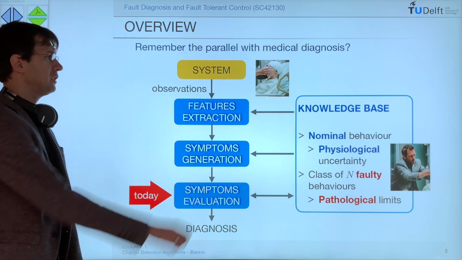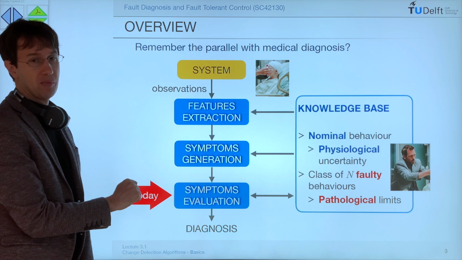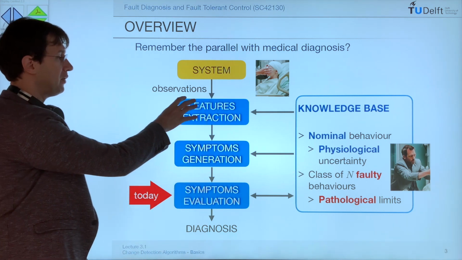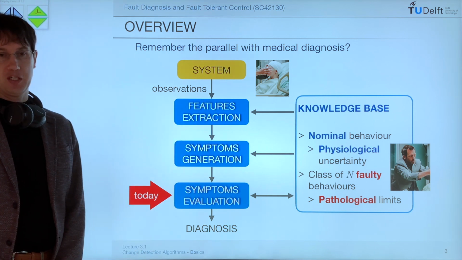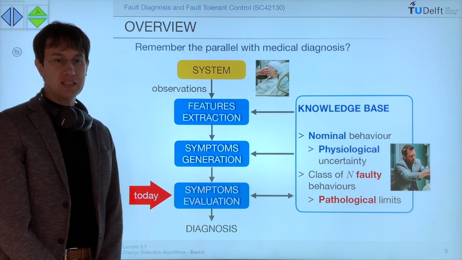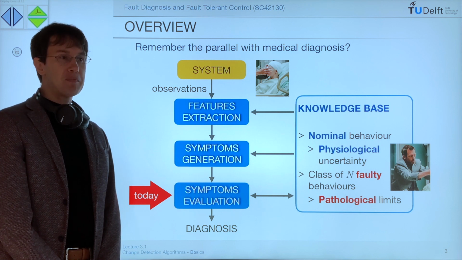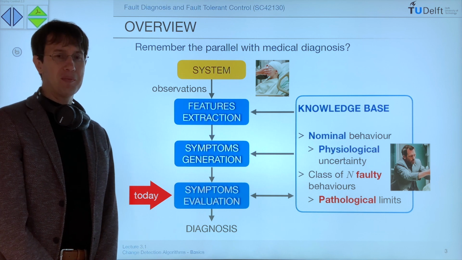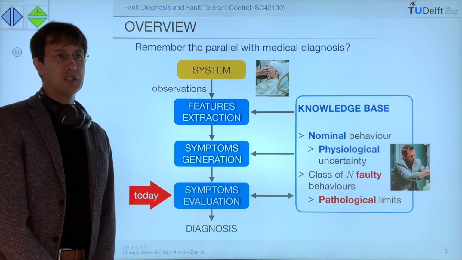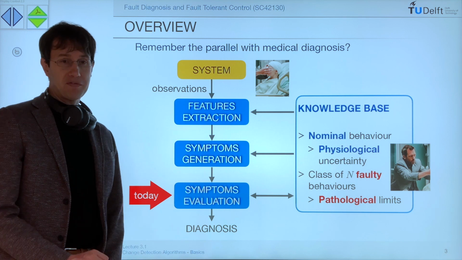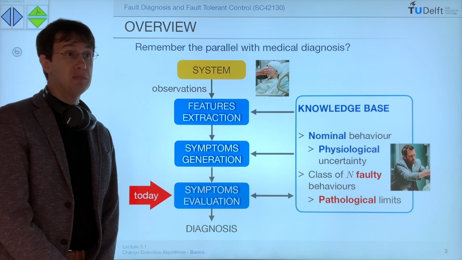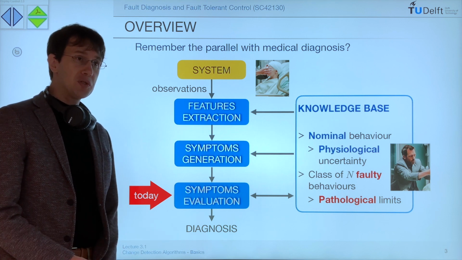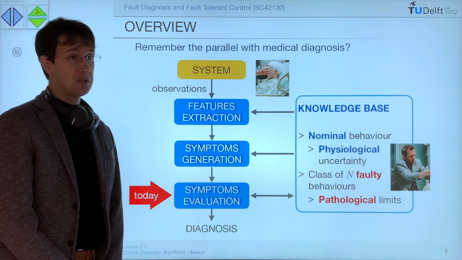So we both start by taking observations from our system, that is the patient in the case of the doctor, and then we are extracting features from raw observations. This extraction phase can be as simple as keeping the raw values, or we can also do some filtering, some transformation to another domain, or some other dimensionality reduction technique. Once we have features, we use them to generate symptoms. So symptoms are differences between the normal features that we expect and the ones that we just computed.